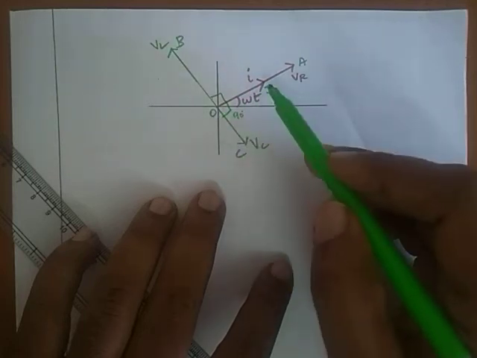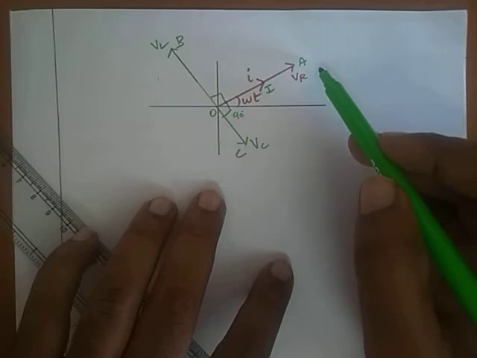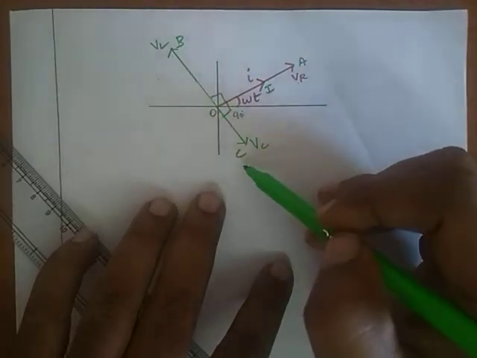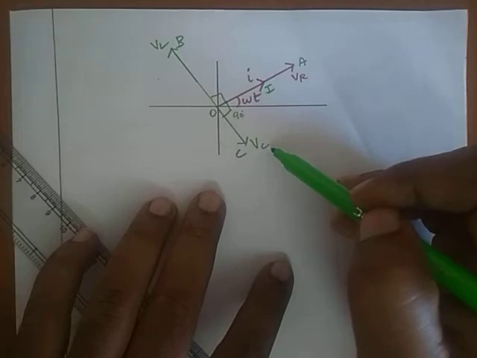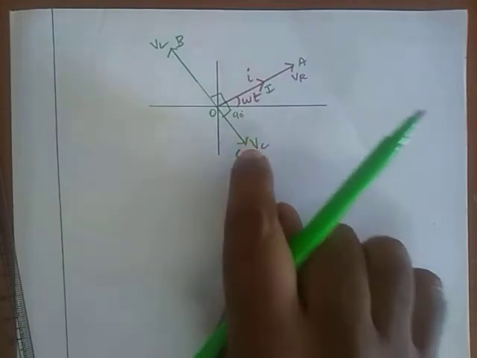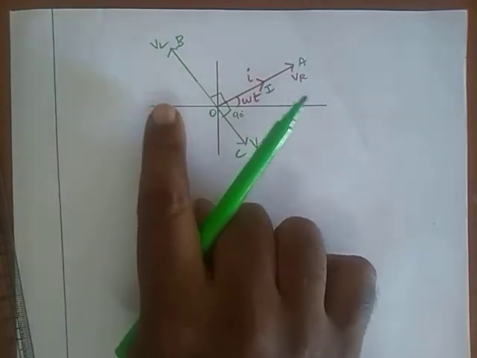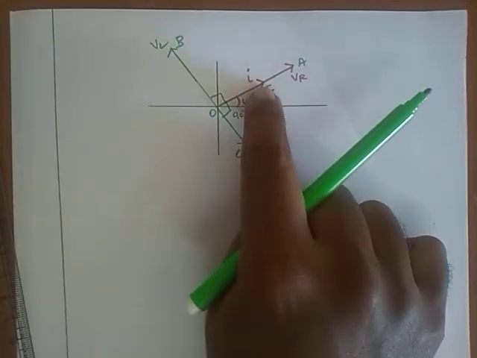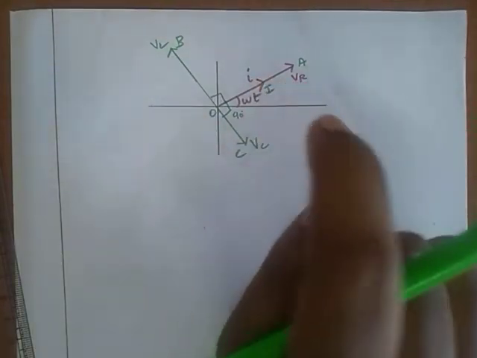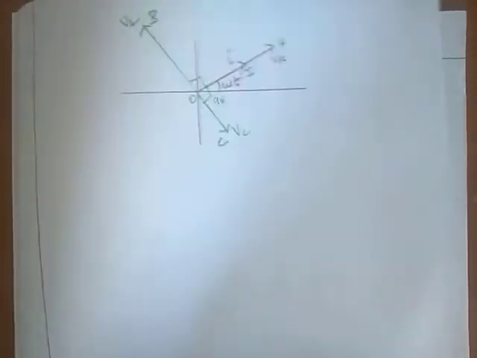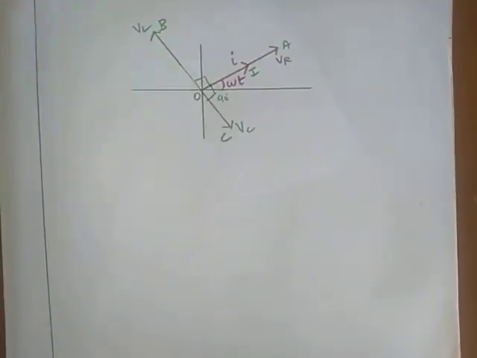OI is a phasor that denotes the maximum current Im. Then the OA vector denotes VR, the OB vector denotes VL, and the OC vector denotes VC. Here the circuit is either effectively inductive, capacitive, or resistive. It depends on the values of VL and VC. Here I consider this as an effectively inductive circuit.